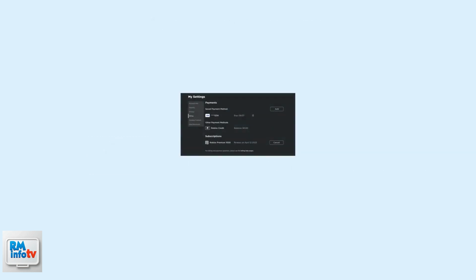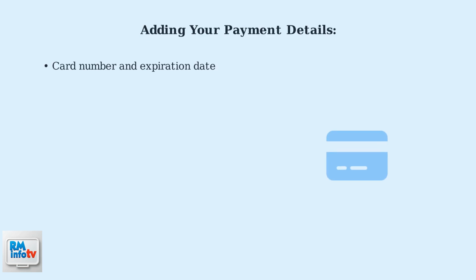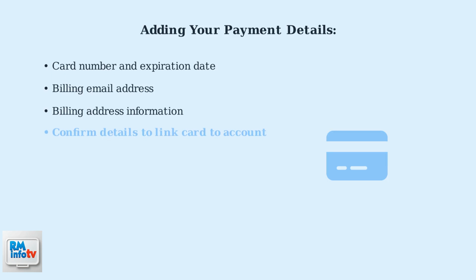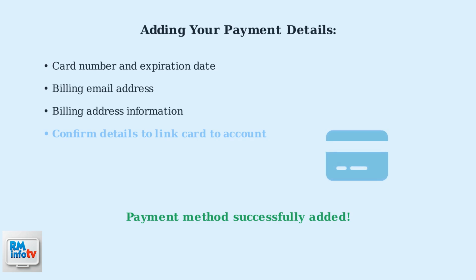This is what the Roblox Billing Settings page looks like. You can see existing payment methods, and there's an option to add another payment method. When adding your payment method, you'll need to provide your card number and expiration date, billing email address, and billing address information. Once you confirm these details, the card will be linked to your Roblox account for future Robux purchases and premium subscriptions. This web browser workaround is currently the only way to add new payment methods to your Roblox account on mobile devices. Once added, you can use these payment methods for all your Roblox purchases.